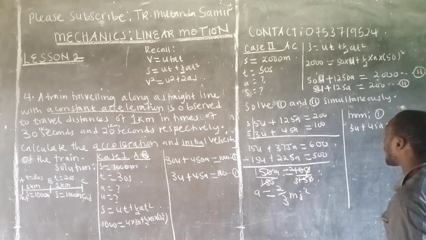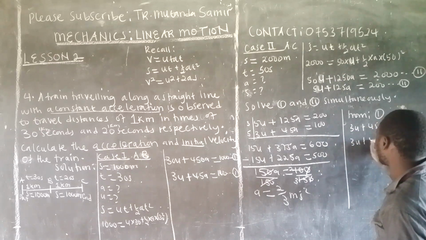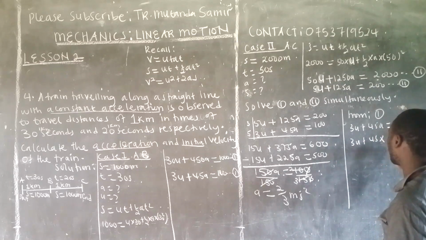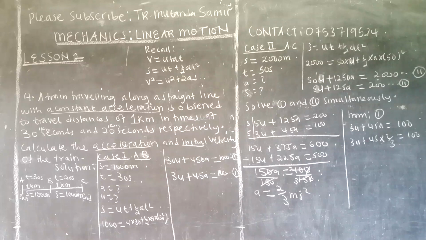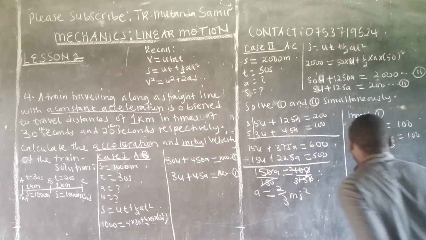We need it to get u. So 3u plus 45 times a, which is acceleration, which is 2 over 3, is equal to 100. That's what you're having. So let's proceed now.